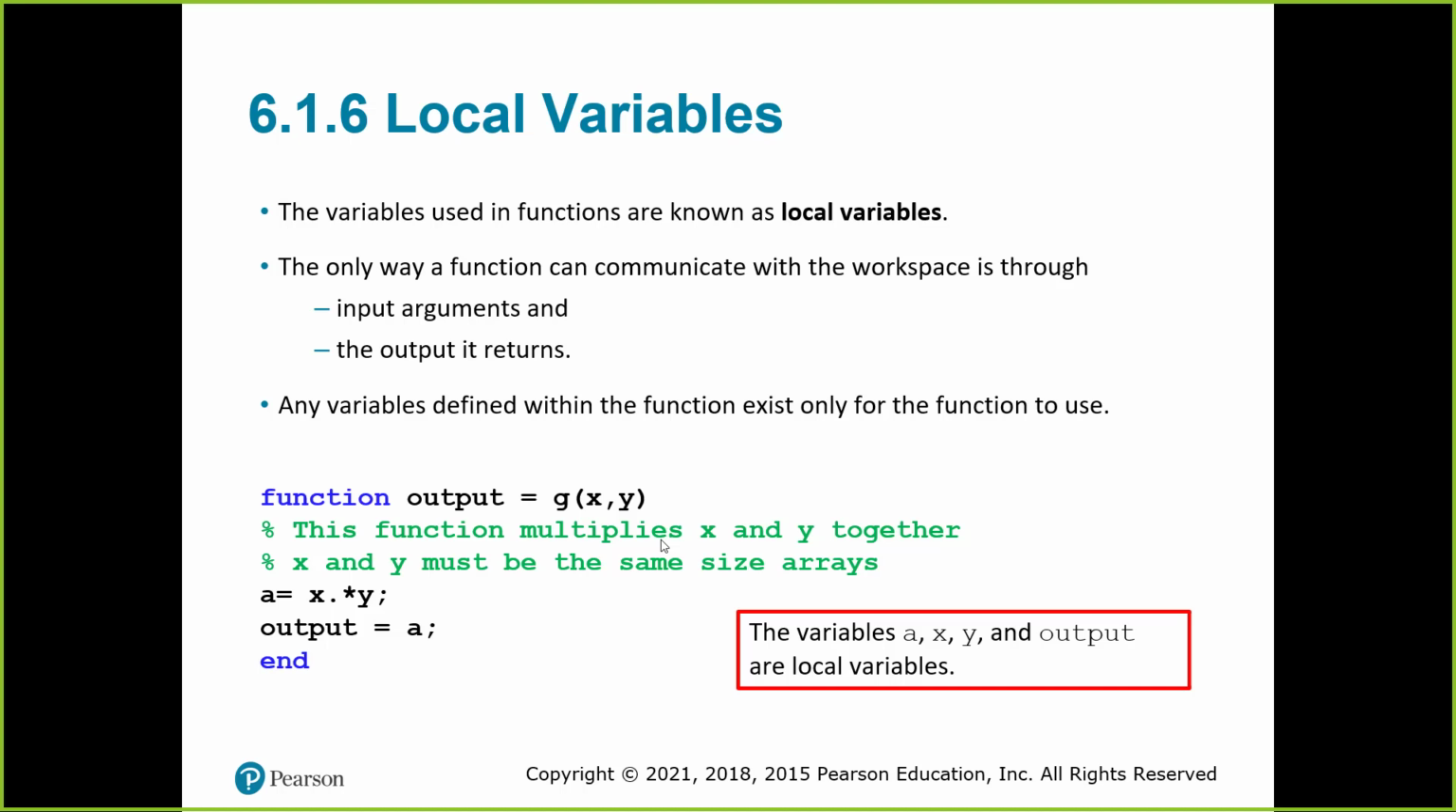So here you can see that in this one, the variables A, X, Y, and output are all local variables. Personally, that's 1, 2, 3, 4 extra keystrokes, and you could just say the output equals that. But that's all programming style, for everybody's individual style.